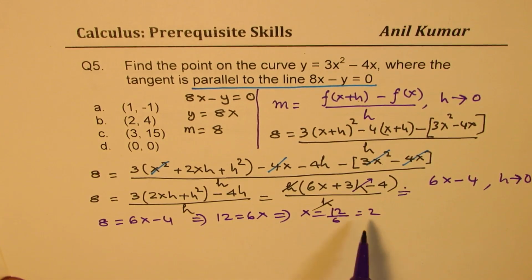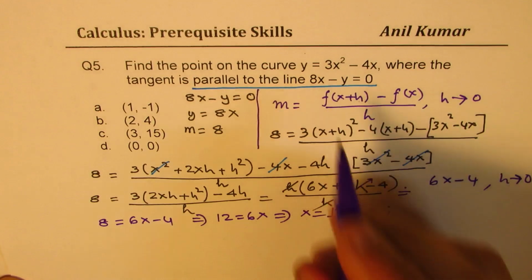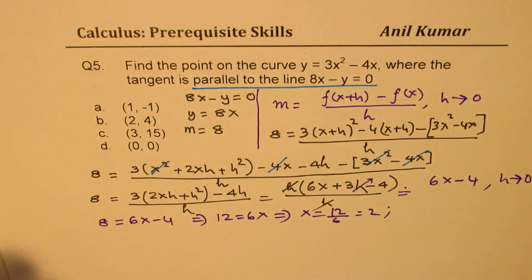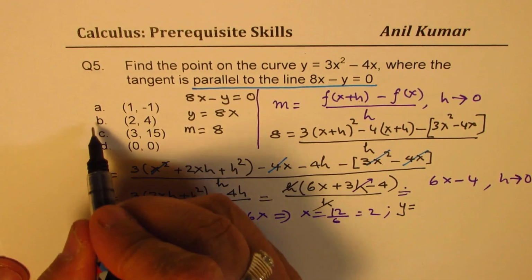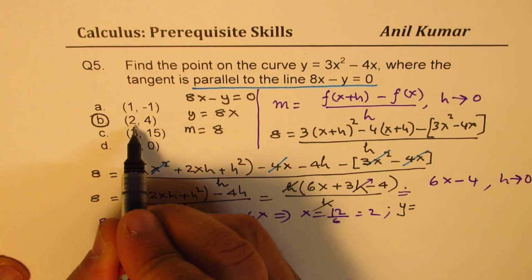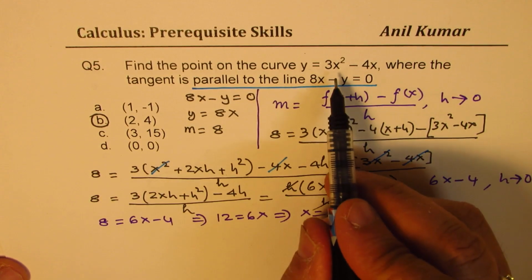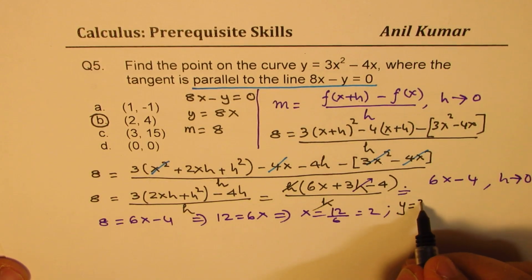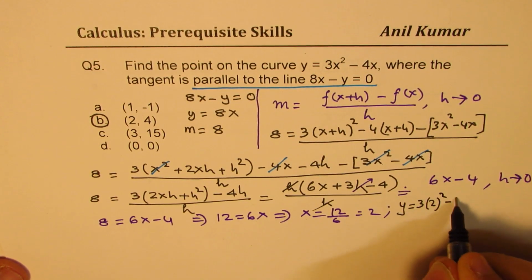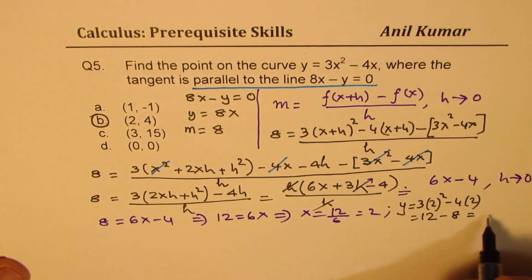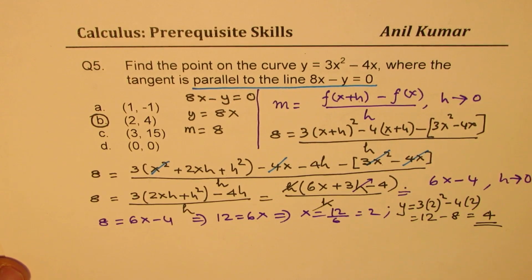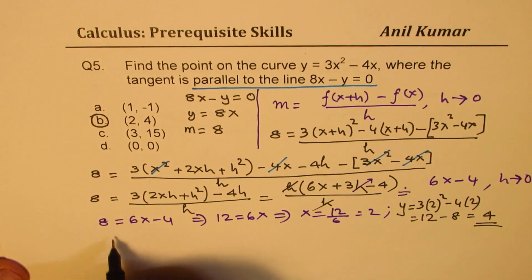Perfect. So if x is 2, what is y? That is what we need to find, correct? So we'll substitute 2 here and find the value of y. So y is equal to, well, it should be 4, since we are given option B, which is just x is 2. So let's check. Let's put 2 here. So we get 3 times 2 squared minus 4 times 2, which is 4 times 3 is 12, minus 8, which is indeed 4. So we get y equals 4. Correct?